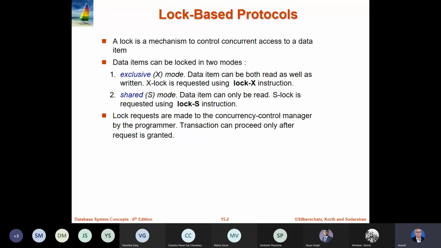You lock a data item by making an instruction, which is lock-X, exclusive lock, or lock-S, shared lock. And these requests are made to the concurrency control manager by the programmer. Do not take it literally that the programmer will write all this in the program. This is actually part of your transaction execution environment. Whenever you do a select or update, the lock requests automatically go. So as a programmer you don't have to write them. Transactions can proceed only after the request is granted.